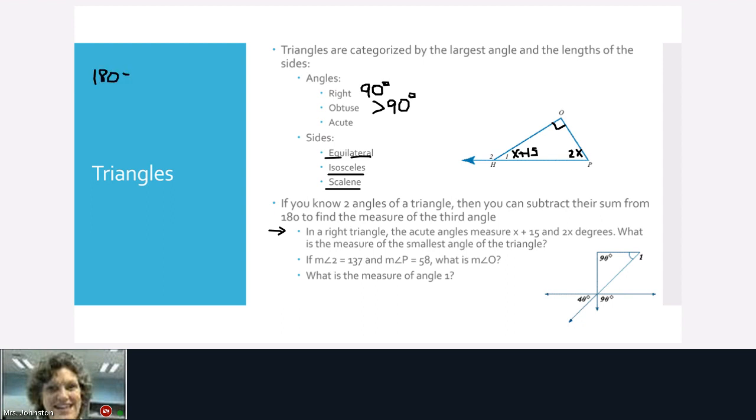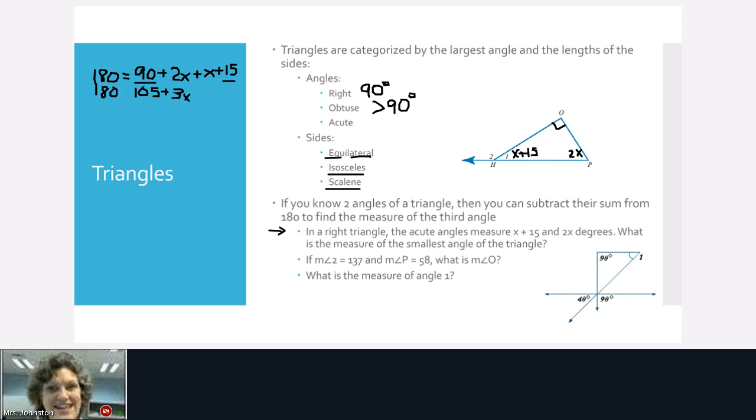180 equals the 90-degree angle, the 2x angle, and the x plus 15 angle. And I know that they will all add up to 180 no matter what x is. So just to combine some terms, if I add this 90 and the 15, I end up with 105. And if I combine the 2x and the other x, I get 3x. Now it's a little bit easier to solve my problem once those are combined.